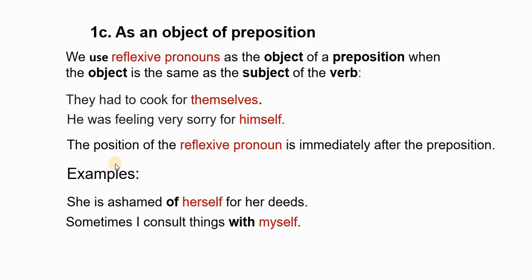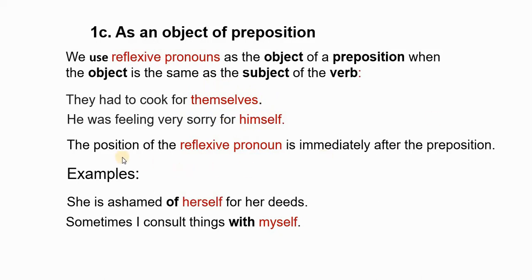The position of the reflexive pronoun is immediately after the preposition. So here is the preposition, for. Cook has a preposition with it because they have to cook for somebody, which is themselves. And this time the reflexive pronoun comes after the preposition.